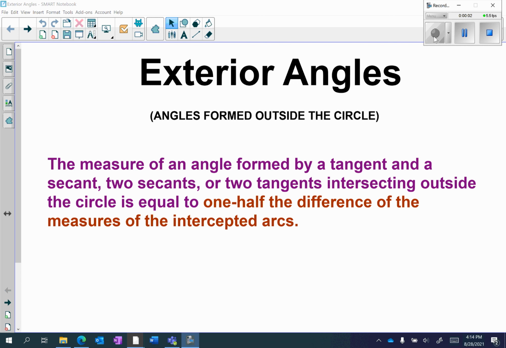Hi everyone, in this video we're going to be discussing exterior angles, or angles formed outside the circle. The measure of an angle formed by a tangent and a secant, two secants, or two tangents intersecting outside the circle is equal to 1/2 the difference of the measures of the intercepted arcs. Let's take a look at what that actually means in a diagram.